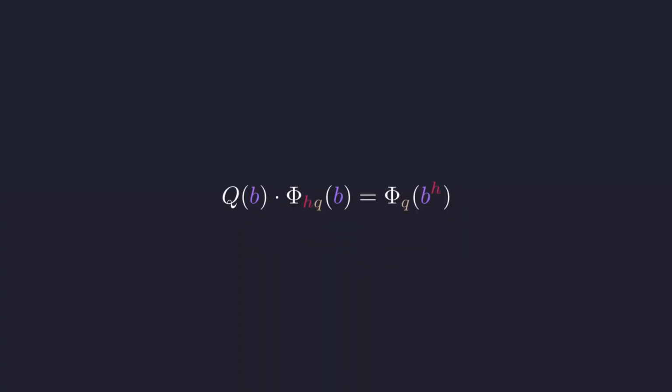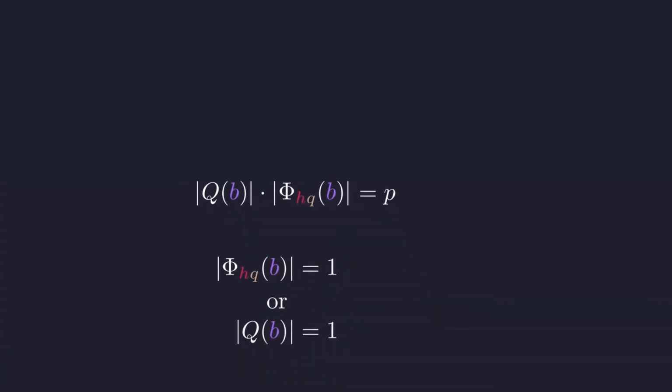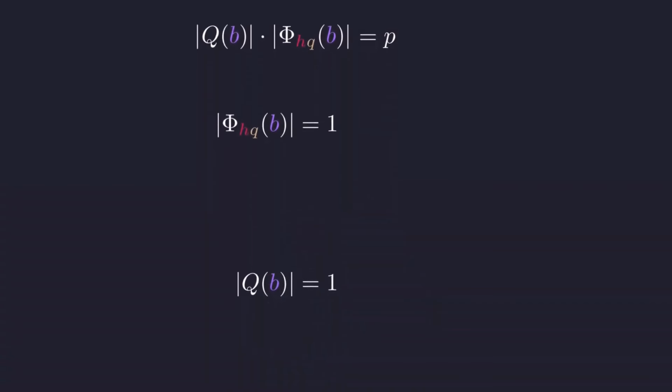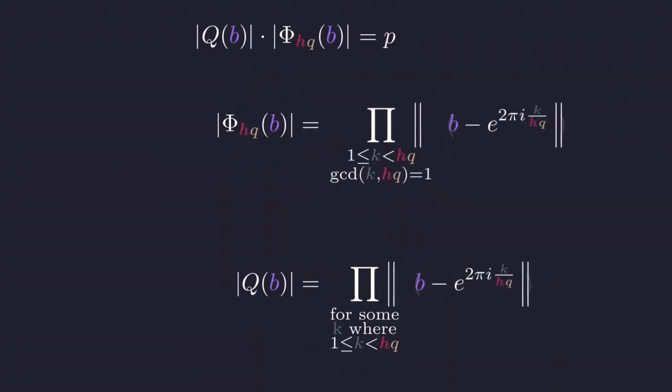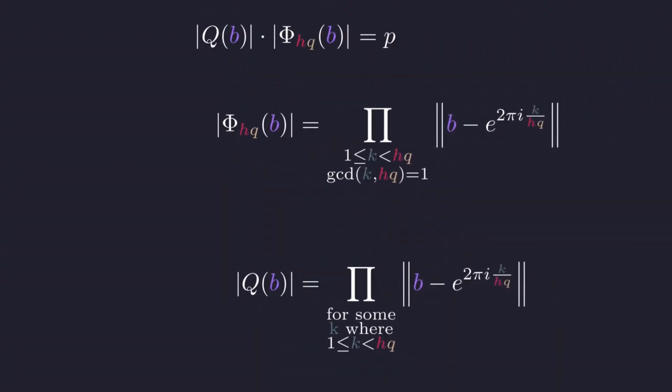Since we're supposing that phi sub q of b to the h is prime, the absolute value of either q of b or phi sub hq of b must be 1. The absolute value of each of these polynomials is equal to the product of the complex magnitudes of a corresponding set of terms. Seeing the magnitude of b minus e to the 2 pi i k over hq in both of these products inspires us to study it in a bit more detail.